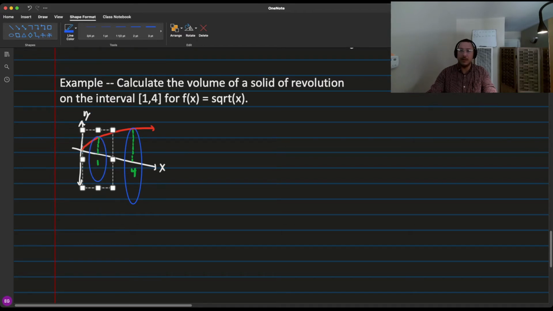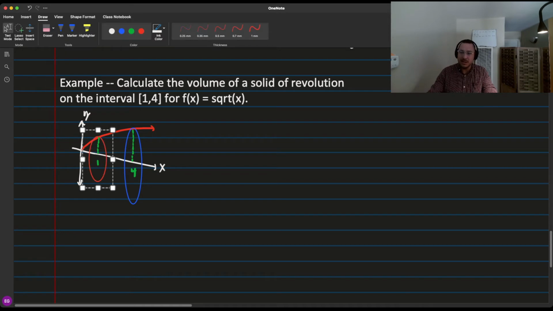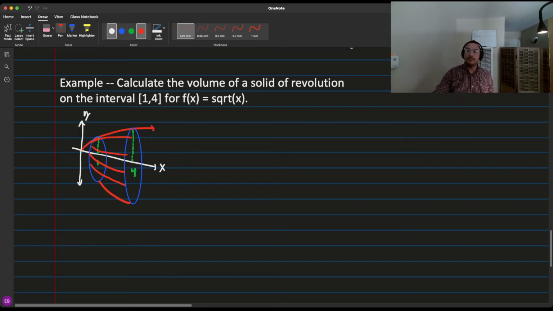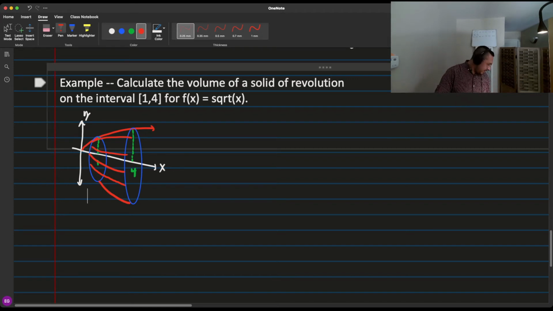Okay. So you get this, oops. You get this, which looks like the Apollo space module, or like a gumdrop, if you're familiar with gumdrops, right? You've got this gumdrop shape. What's the volume of this thing? So, let's go through and actually set this up.